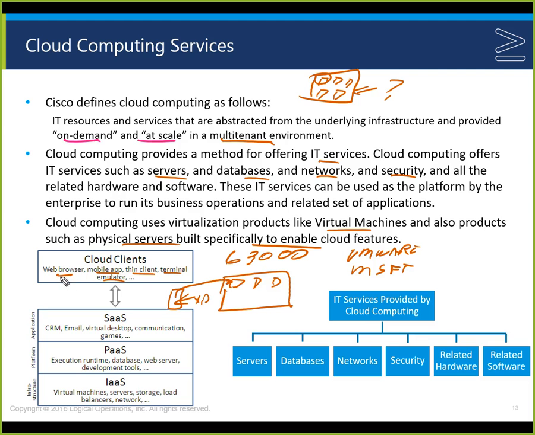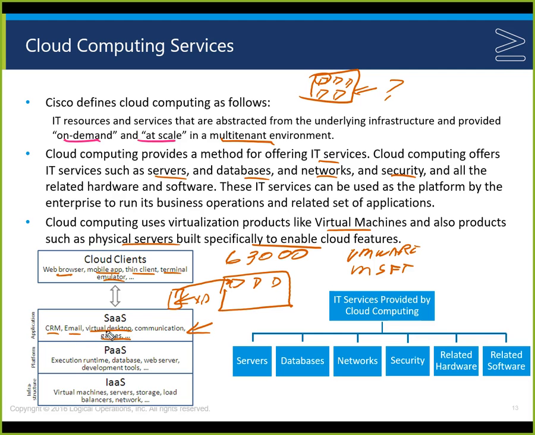So we have different kinds of clients: thin client, terminal emulators, web browsers, different ways to connect to it. SaaS, software as a service: CRM, email, virtual desktop, communication, games, things that we kind of use on a regular basis.